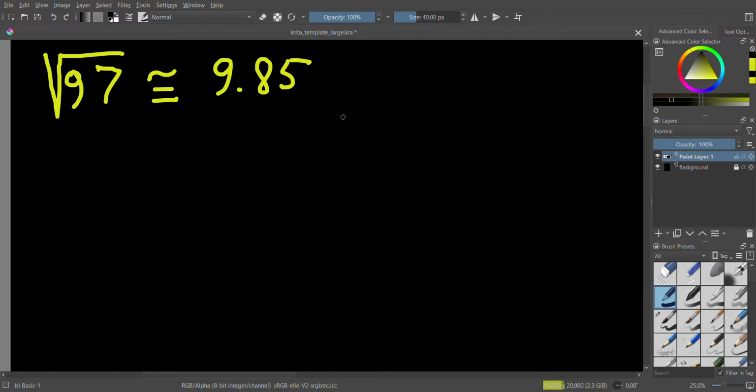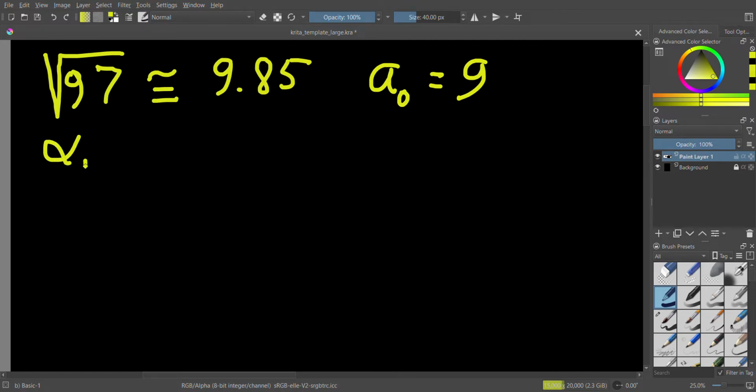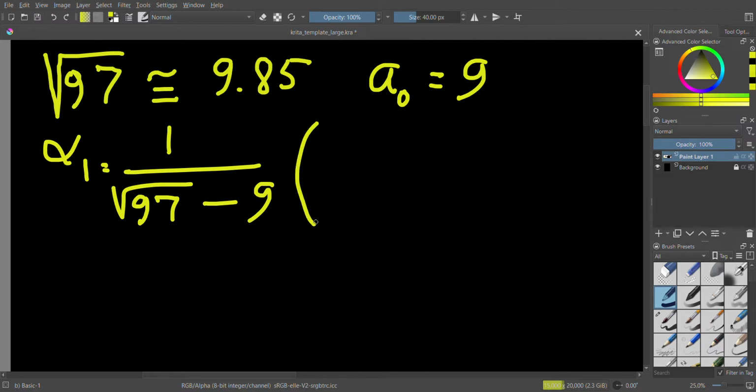All right, so that means that A0 is 9 for this continued fraction. Okay, so then let's do alpha 1. Alpha 1 is equal to 1 over square root of 97 minus 9, that's your alpha 0. Multiply by a conjugate.